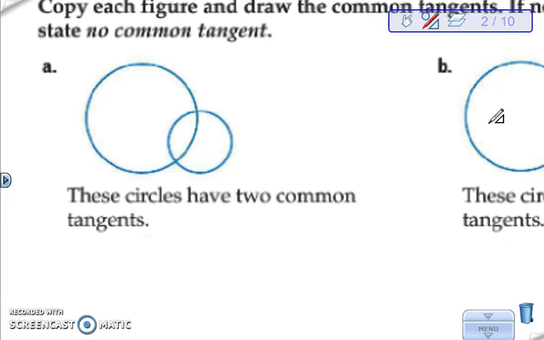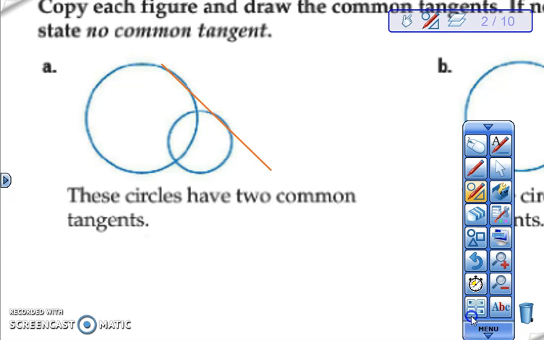So if we are looking at this pair of circles and we want to know where the common tangents are, we need to draw lines that go outside the circles, but that do not pass through them. So there we go. Our points of tangency, therefore, would be here and here. And if we look at it, we can draw another one going across the bottom with points of tangency here and here.